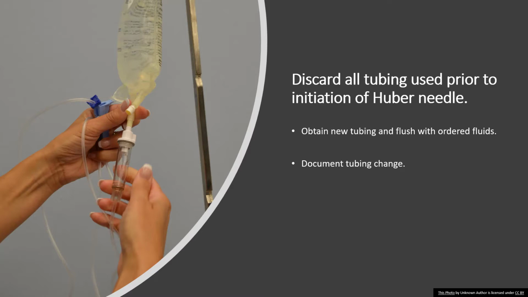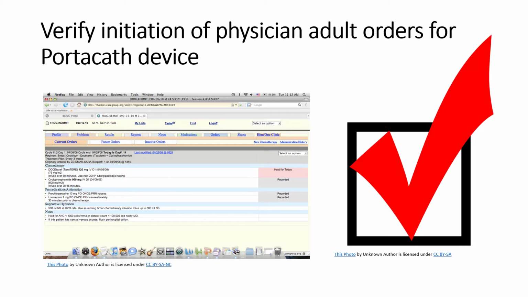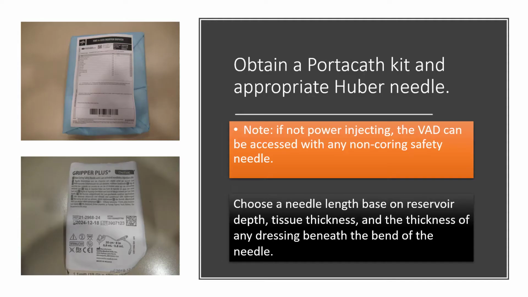First thing we do is discard all the tubing used prior to initiation of the Huber needle. We want to obtain new tubing and flush with ordered fluids, and then document the tubing change. We also want to make sure that we have a physician order for accessing the portacath. If we do not have a physician order, we need to make sure that we get one. Obtain a portacath kit and appropriate Huber needle. The kit is in the upper picture, and the Huber needle is in the lower picture.